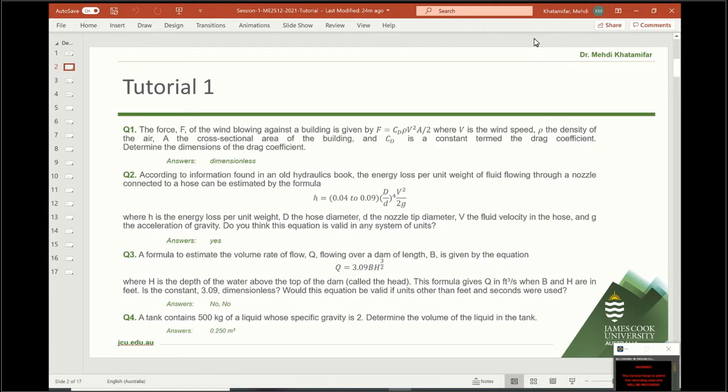Let's check that question. This question says we have a tank that contains 500 kilograms of liquid, with specific gravity of 2. Now we know what type of liquid this is. Determine the volume of the liquid in the tank. Good question. So what you need to do is know what the specific gravity is and what formula we have for the volume. So pretty easy. Any data missing here?